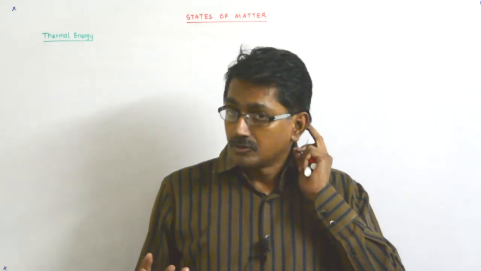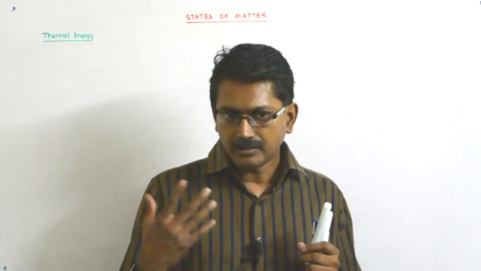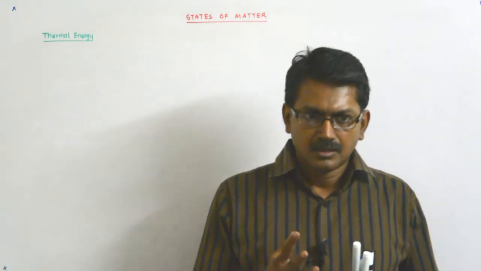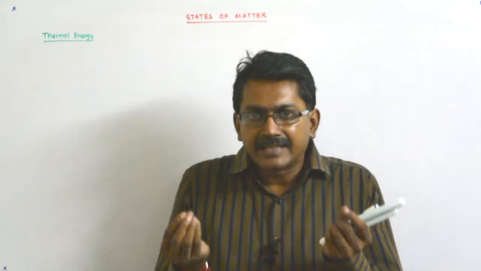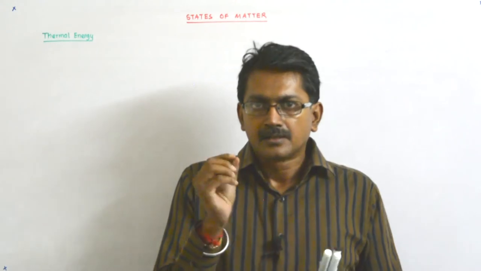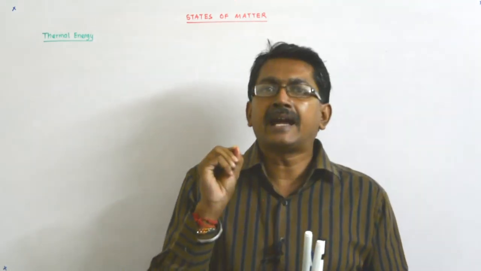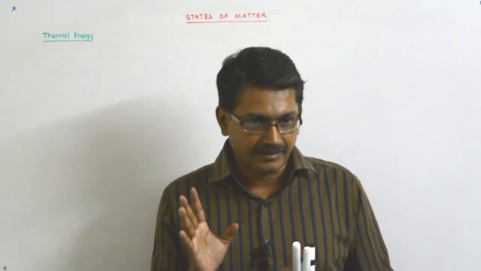White hot is after red hot. Incandescence is white hot. So what has happened? The heat energy that went into it made its particles vibrate at their own position till it has melted.